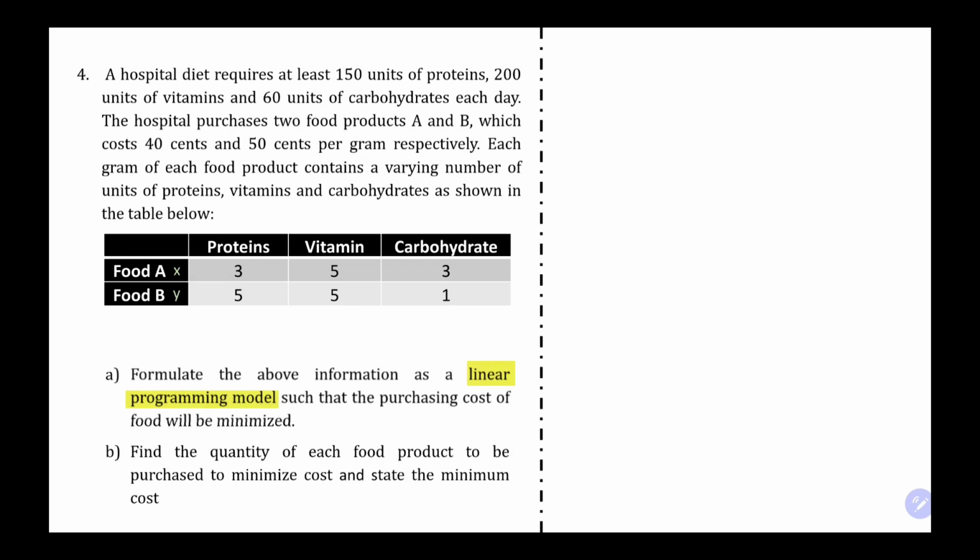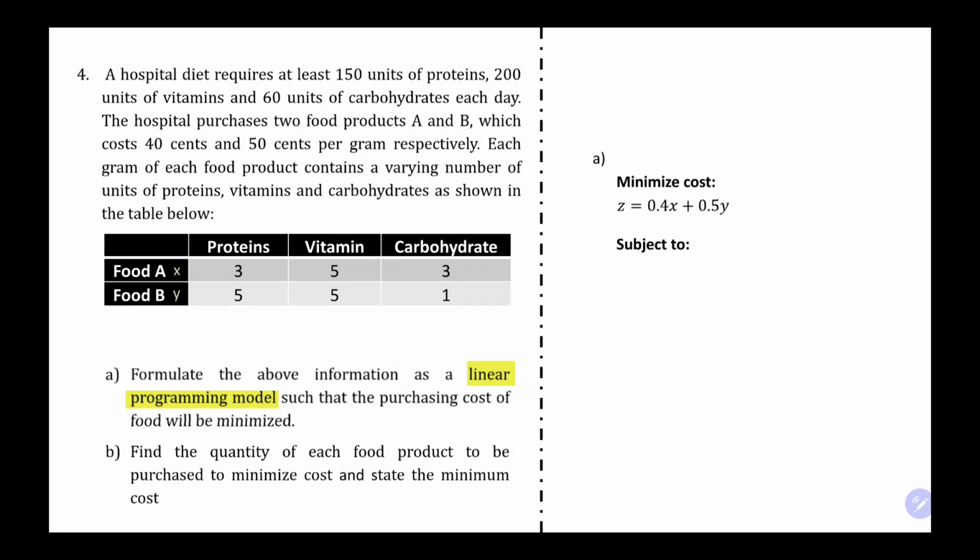From question A, we are informed that the purchasing cost of food will be minimized. So our objective is to minimize the cost. For question A, we state minimize cost Z equals to, we check our cost. Cost is 40 cents and 50 cents per gram. So, Z equals 0.4x plus 0.5y. And next, from the table, we find the system of linear inequalities. We use the words subject to.